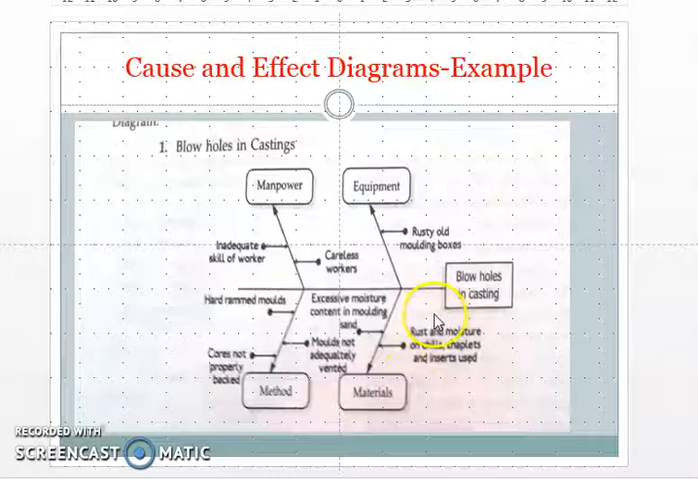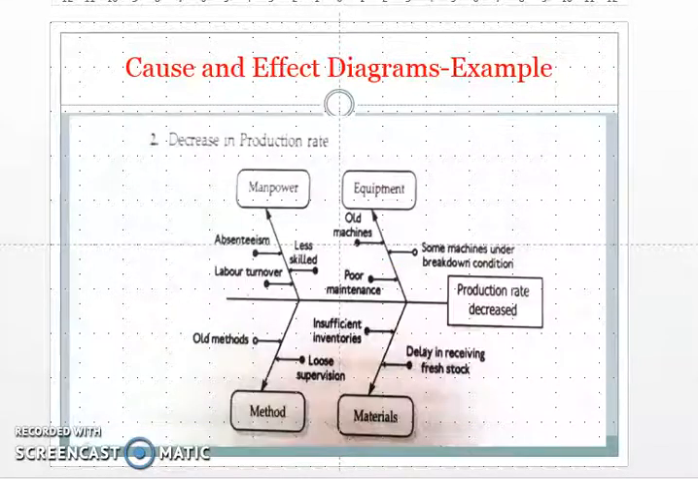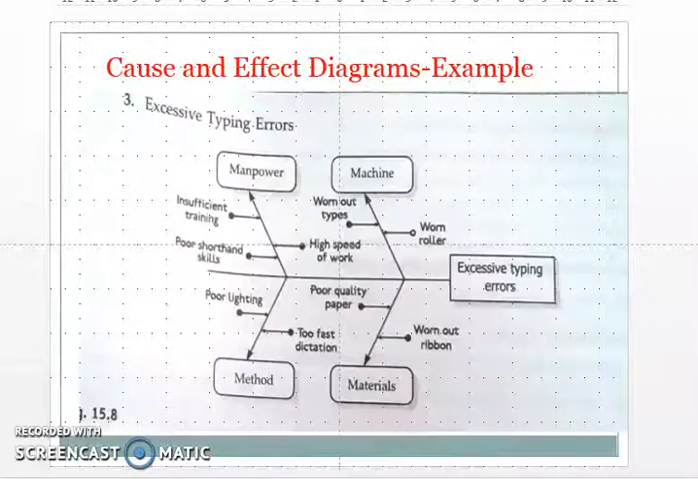And other examples are also given here for your more understanding. The next example is decrease in production rate. Same categories: man, equipment, method, material. This is for your understanding. You can pause here and understand it. The next is excessive type.